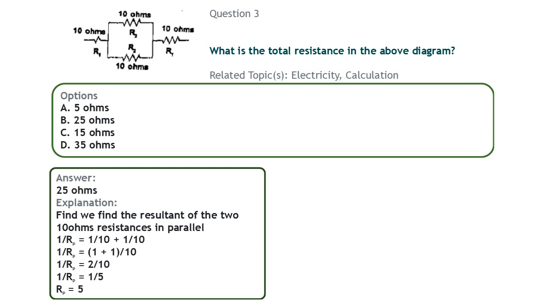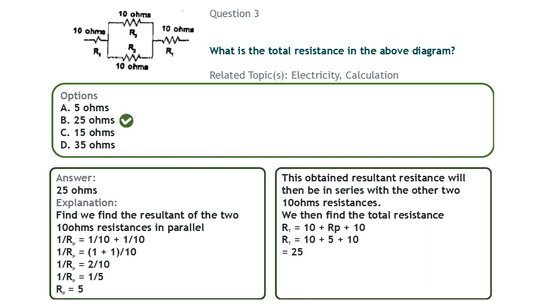Now this 5 ohms is now going to be in series with these other ones here. So we are going to have 10 ohms, then this will be 5 ohms, the effective, and another 10 ohm. We then find the total resistance for that series connection. When you have resistors connected in series, to find the effective resistance, you just add up the resistances. So you are going to have the total resistance equal to 10 ohms plus 5 ohms, which is the effective of what we have here, plus 10 ohms, and that will give us 25 ohms.